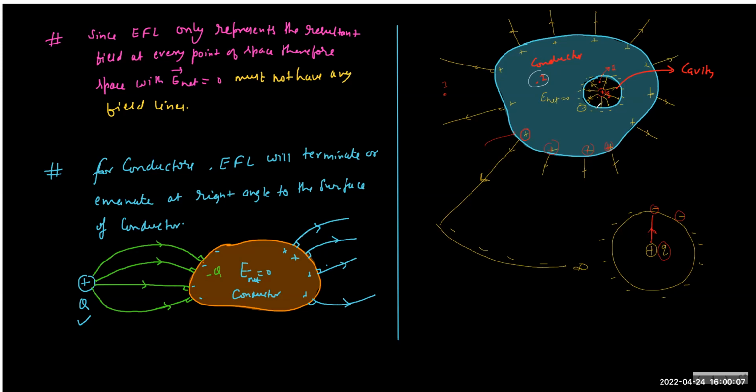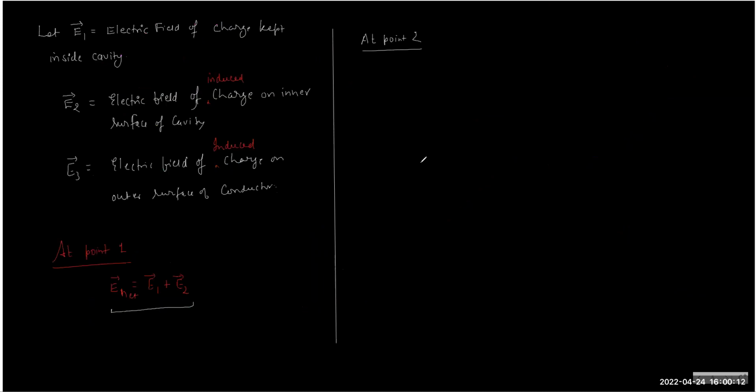So at two, the sum of E1 plus E2 will be 0. If you try to calculate E1 plus E2 at two, their field lines will terminate on the cavity surface only. Beyond the cavity surface, they don't have any effect. The third charge cannot create the field within the cavity. At two, E1 and E2 will always cancel each other, and E3 is anyway absent.